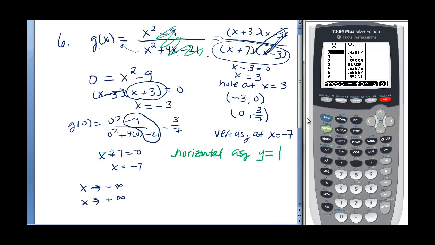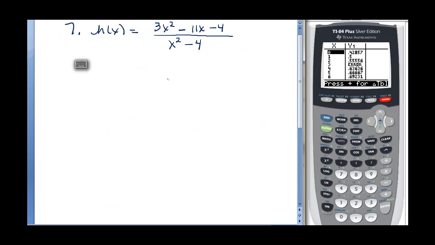Okay, so let's look at our last one. Our last graph is k of x equals (3x squared minus 11x minus 4) over (x squared minus 4). It might be best to just go ahead and factor the numerator and the denominator.